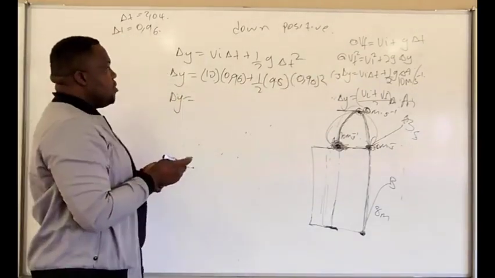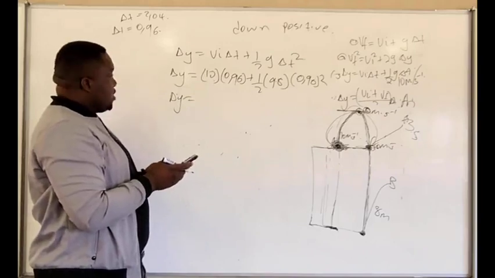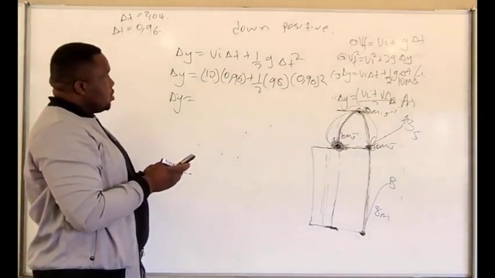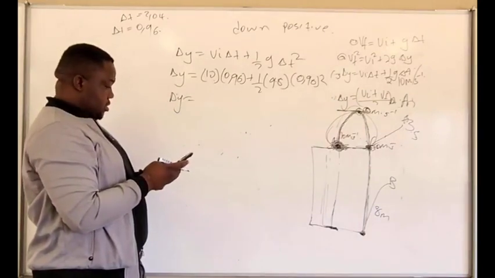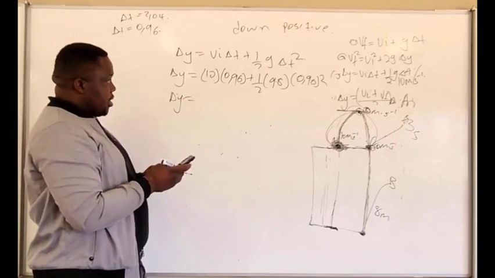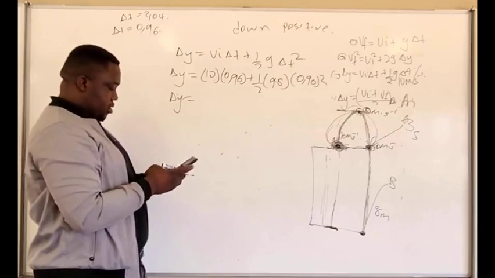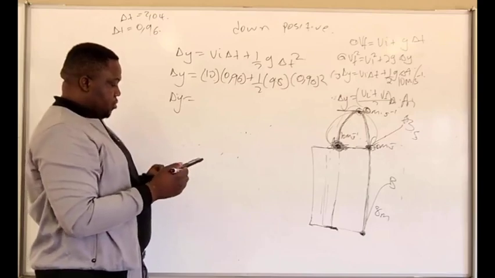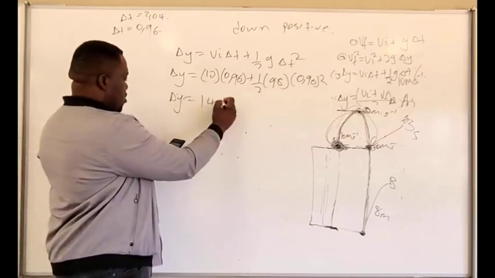Let us see if there will be a change. We're going to have 10 multiplied by 0.96 plus half, 1 over 2 multiplied by 9.8 multiplied by 0.96, we square. See, this time we get 14.